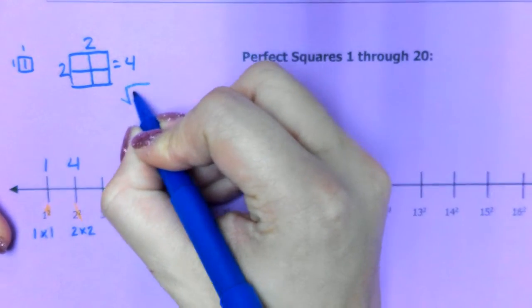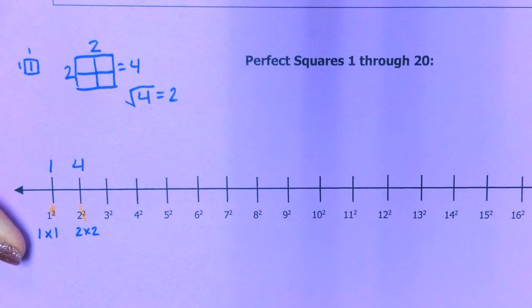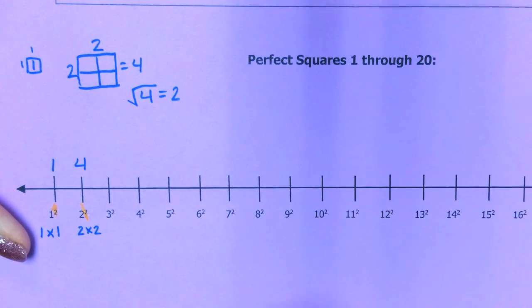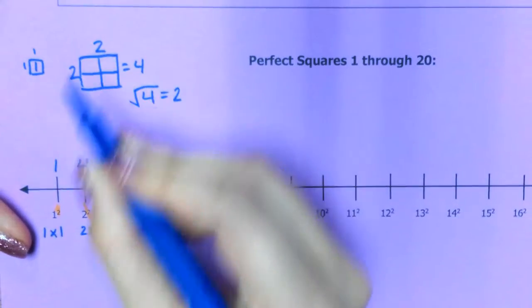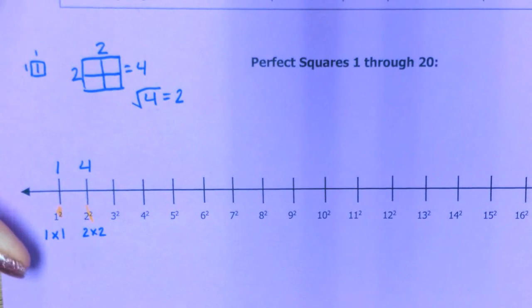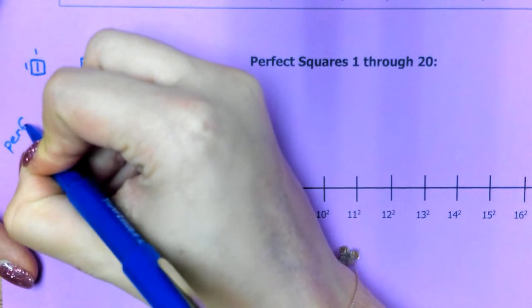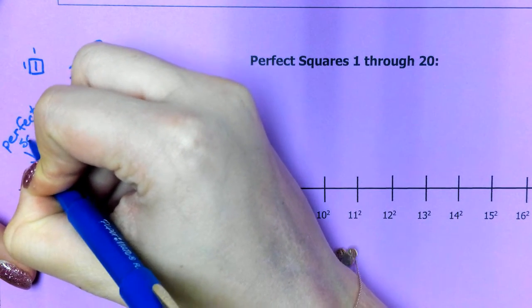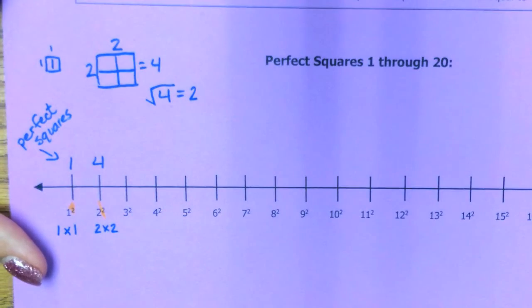So if I say I'm taking the square root, that's what that symbol is, of 4, it equals 2. When you take the square root of a number, it's telling you what the sides would be if I made a perfect square out of that many little squares. So out of making a square with 4 squares, my side lengths would be 2 and 2. So these are the perfect squares.